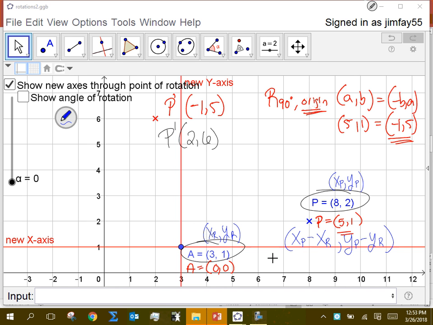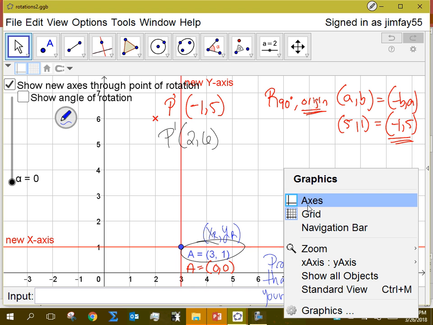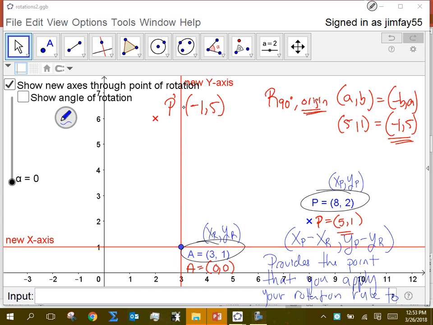So this provides the point that you apply your rotation rule to. That is then you apply the rule, and it's going to give you this point up here, P prime, right?